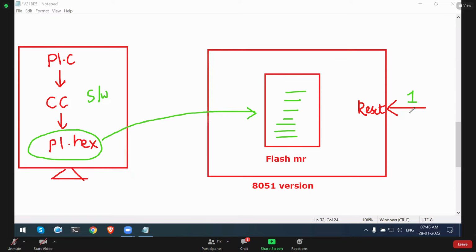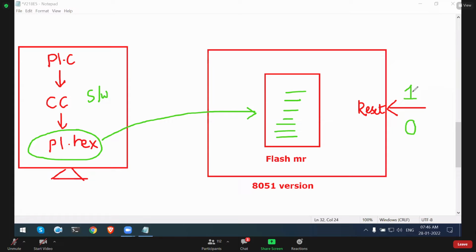Make sure that if you don't reset, this reset pin remains 0 only. If you don't reset 8051 while dumping, then your hex file contents will not be stored inside the flash memory. Your hex file will not be dumped into the microcontroller. So you have to give the reset. You have to give 1 on the reset pin to dump hex file contents.